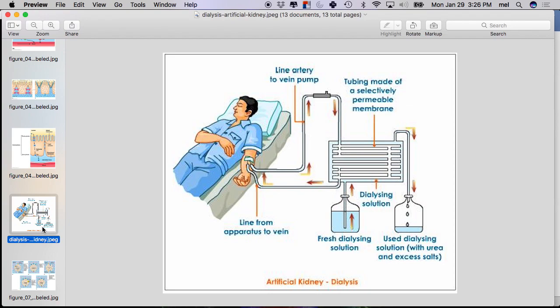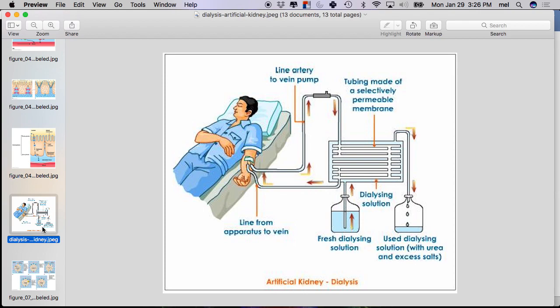Now, let's look at how you can cleanse it when this fails. When that fails, what you can do is take what we call dialysis solution, which is pretty variable in what's in it. In this dialysis machine, we're going to send the dialysis solution in that way and out that way, and then we're going to dump it. We're not going to cycle it through, okay?